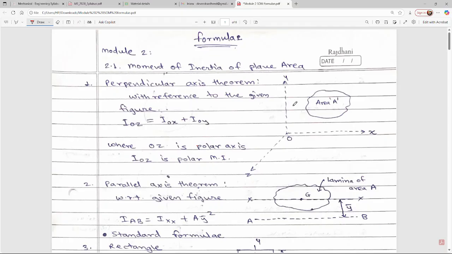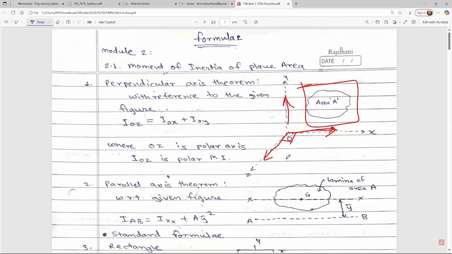When any body, here is some random body we have taken, and if we have to find out moment of inertia with this axis and this axis. This body lies within the xy plane. Okay, this will be the xy plane. So if the moment of inertia we have to calculate for the OZ, which is perpendicular to that plane.